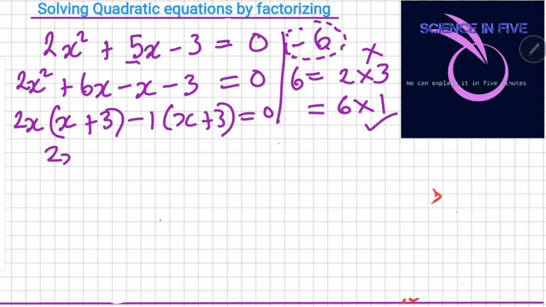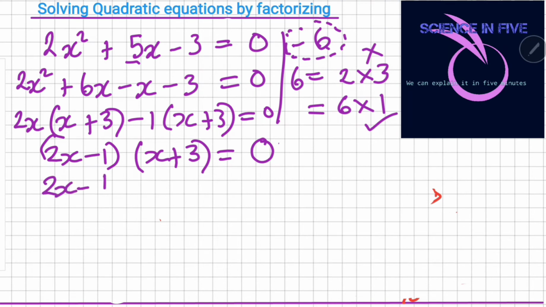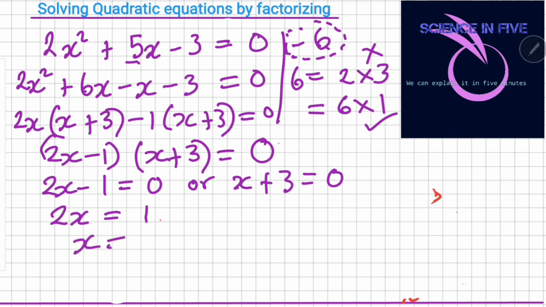Then I can group 2x and the negative 1, and then the x plus 3. All of that is equal to 0. So which means 2x minus 1 equals 0, or x plus 3 is equal to 0. Now I solve for the 2x minus 1. I will have 2x is equal to 1. Divide both sides by 2 to get rid of the 2 on the x. I get x equals a half. x plus 3 equals 0. Take the 3 across, you remain with x equals minus 3.